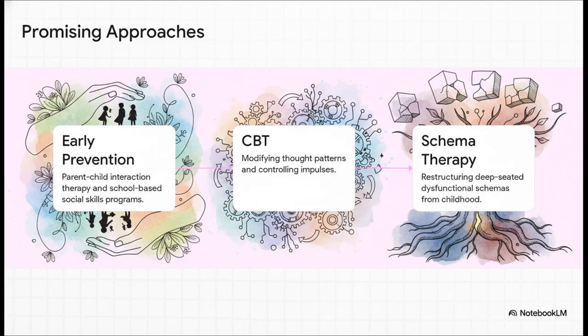The absolute best approach is early prevention, working with at-risk kids and families. For adults, things like cognitive behavioral therapy, or CBT, can help them learn to manage their impulses. And then there's something called schema therapy, which goes really deep to try and fix the messed up beliefs formed during childhood, which, as you can guess, is especially helpful for the secondary psychopathy profile.